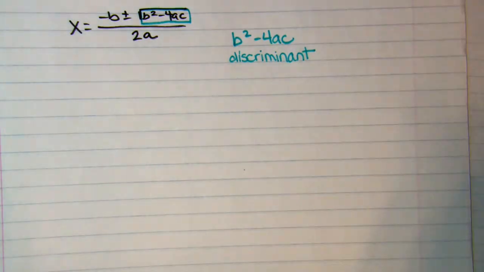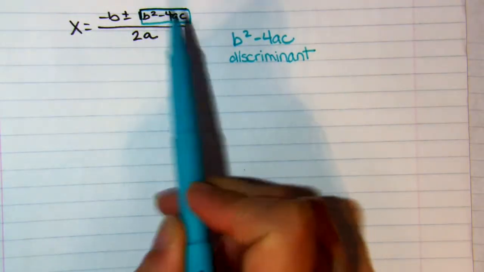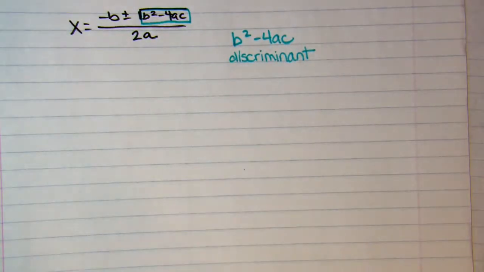Then if it turns out that there are 2 solutions or 1 solution, I've already figured out what goes under that square root, so I've already done a step toward solving the problem.